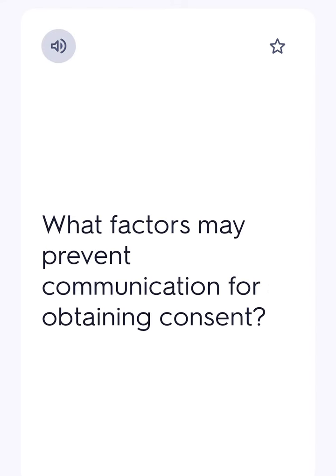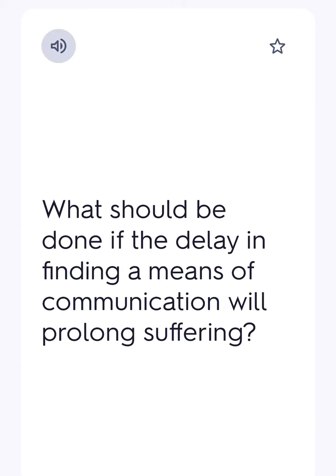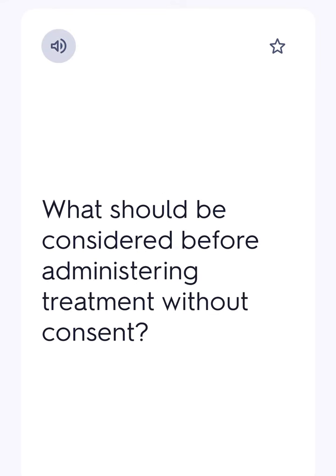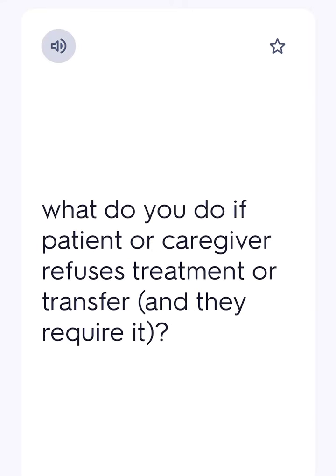What factors may prevent communication for obtaining consent? Language barrier or patient's disability. What should be done if the delay in finding a means of communication will prolong suffering? Emergency treatment should be administered. What should be considered before administering treatment without consent? The patient's preference for treatment. What do you do if patient or caregiver refuses treatment or transfer?